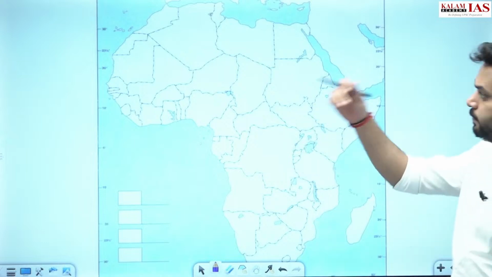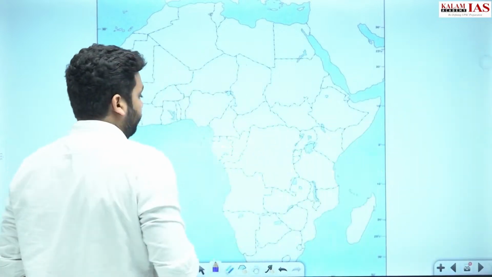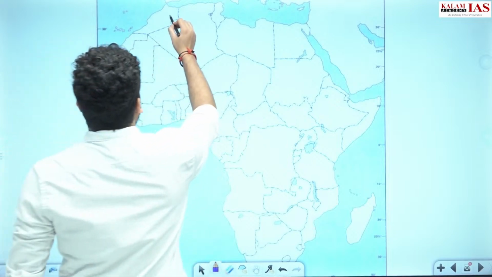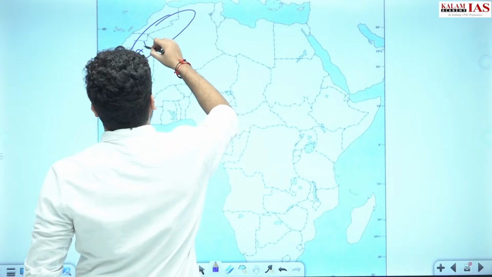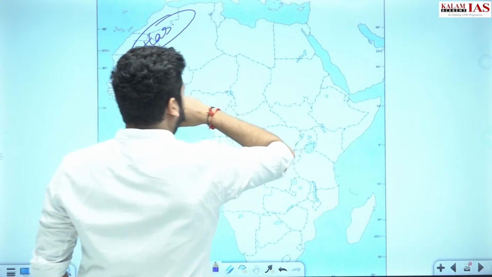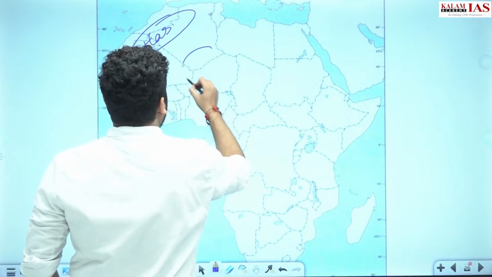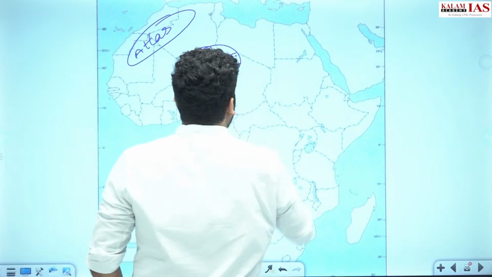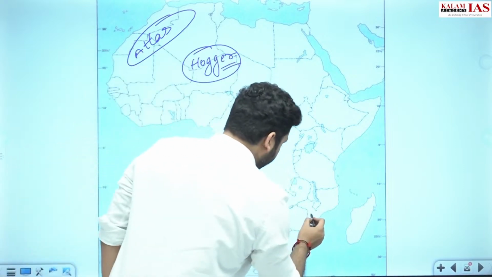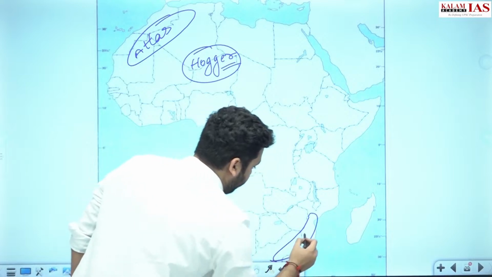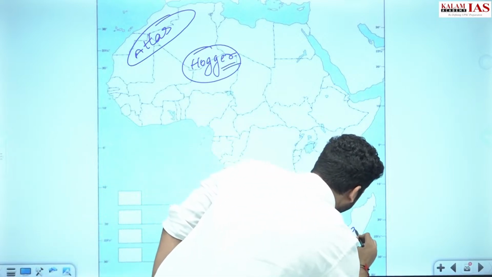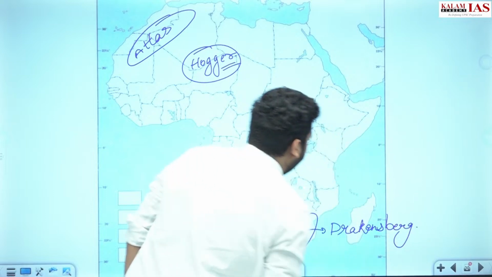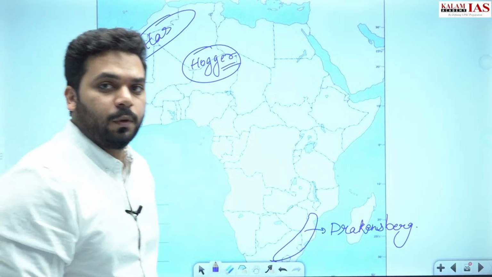Mountains of Africa. Okay, so it's simple. You must have heard about the Atlas Mountains. Okay, then we have Hogar Mountains. We have residuary mountains, Drakensberg, in South Africa. Okay, these are the mountainous regions.